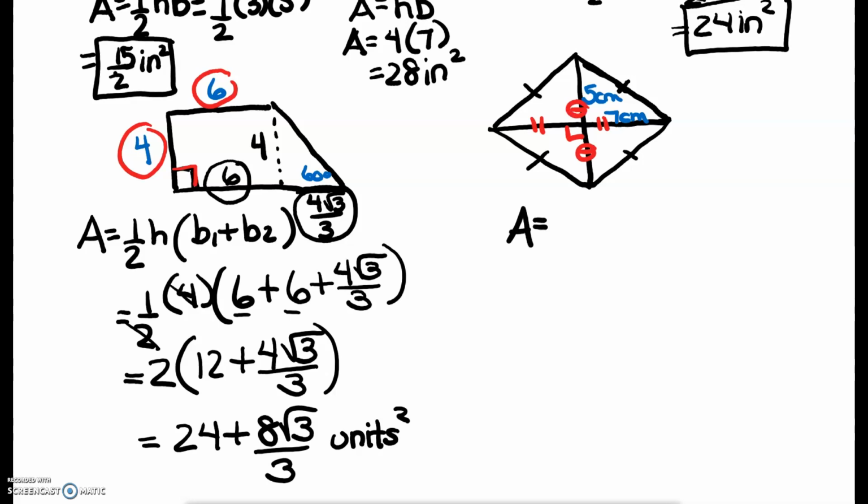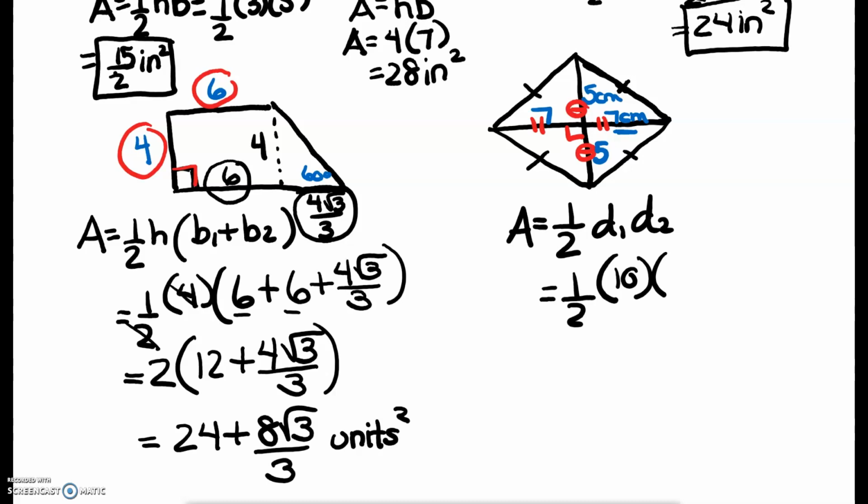So the area formula for a rhombus is 1/2 diagonal 1 times diagonal 2. I need the full diagonal, not just part of it. So this piece here is 5, this piece is 5. If this piece here is 7, this piece is 7. So my total diagonal for diagonal 1, the one going up and down, is 5 plus 5 is 10. The one going left to right is 7 plus 7 is 14. So I'm going to reduce my 2 and 14 so that I can multiply by 10. That's always easiest. So I get 70 centimeters squared.